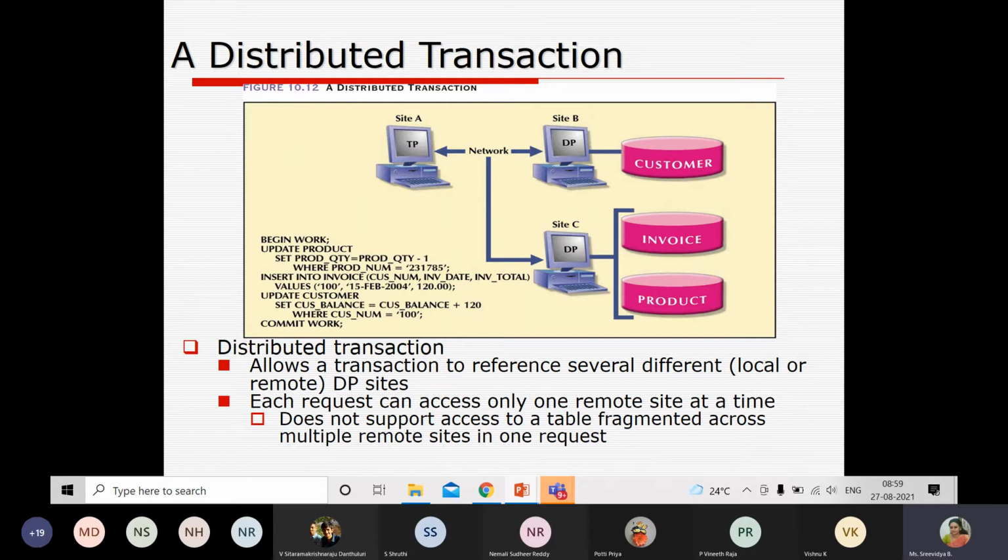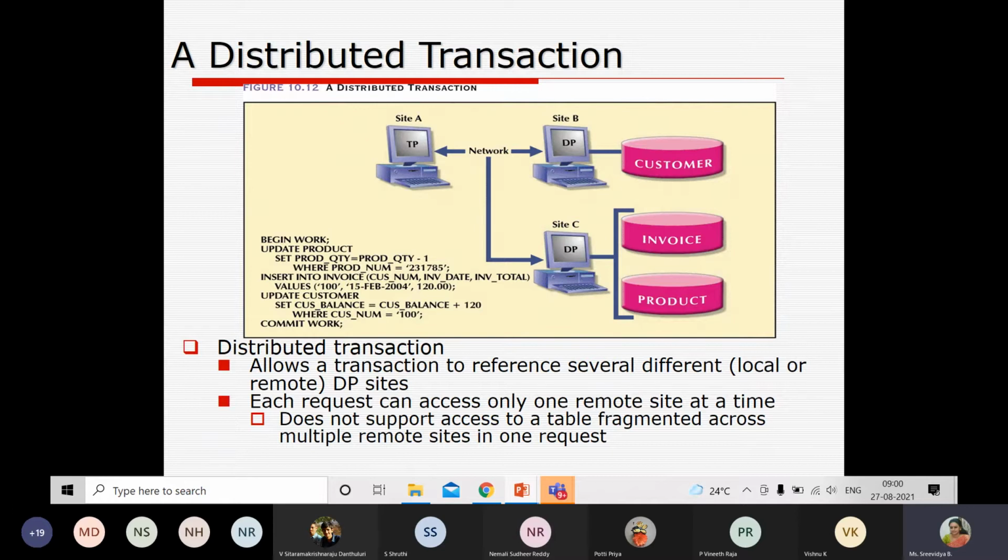Site B will look into the transaction. It identifies that only one of the tables is relevant to it, that is the customer table. Whereas site C will understand that there are product and invoice tables it is talking about, and both those tables belong to databases available at site C. So what site B will do is take out the update customer, set customer balance equal to customer balance plus 120, where customer number is equal to 100. That single query it will take, find out which database and which table it is talking about, update that, and send out a commit operation for that part.